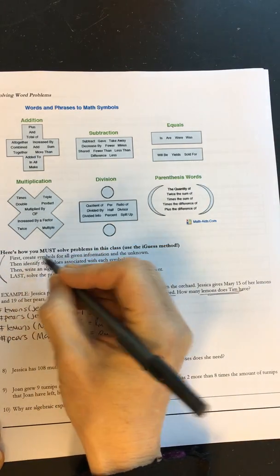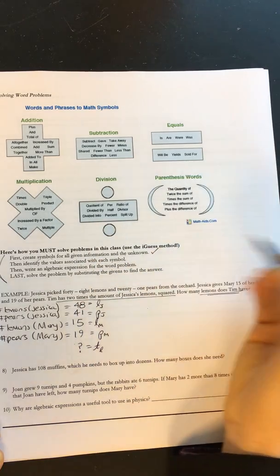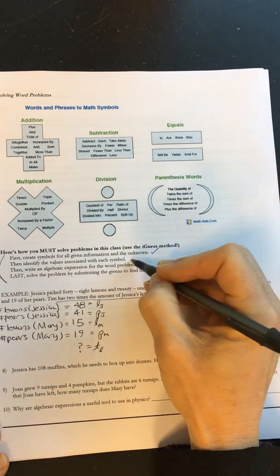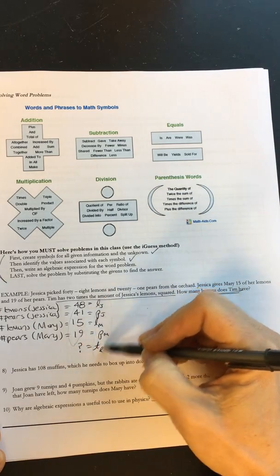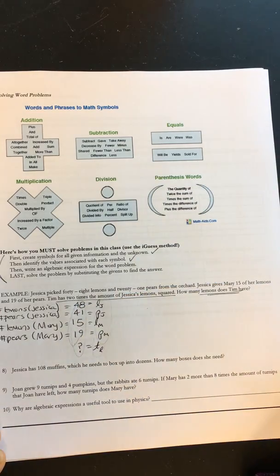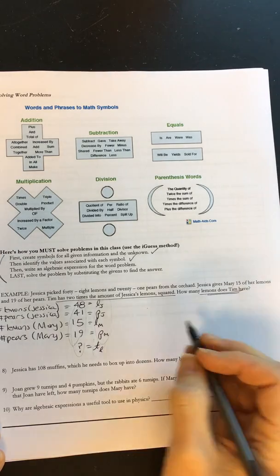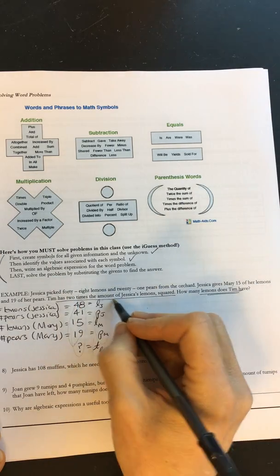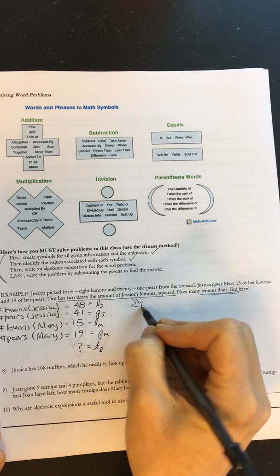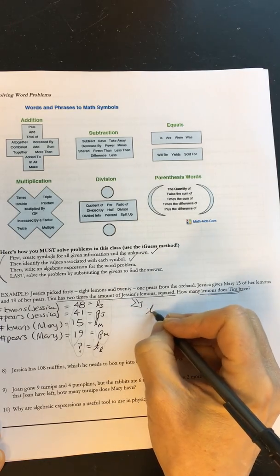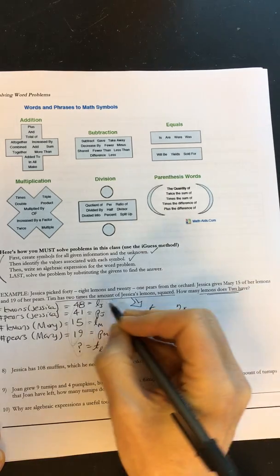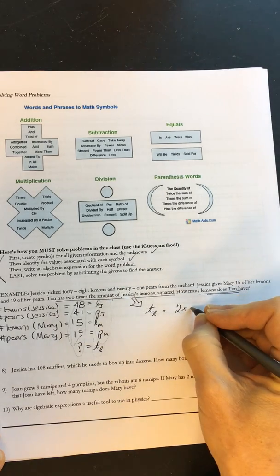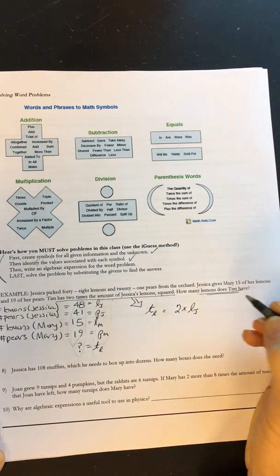So look what we did. We created symbols for all given information and the unknown. We identified the values associated. Here's the symbols for all these things. Here's the values. So we're identifying everything. Write the algebraic expression for the word problem. That's what we're doing now. Tim's lemons is 2 times the amount of Jessica's lemons squared.